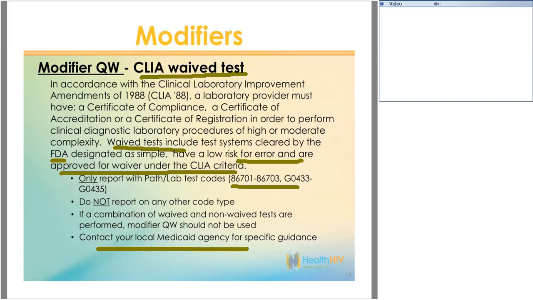You either use the one Modifier 92 or the Modifier QW, depending on what your local Medicaid state agency rules are in place. It is also important to note that if during an encounter with a patient, a combination of waived and non-waived tests are performed, you should not be using this modifier.